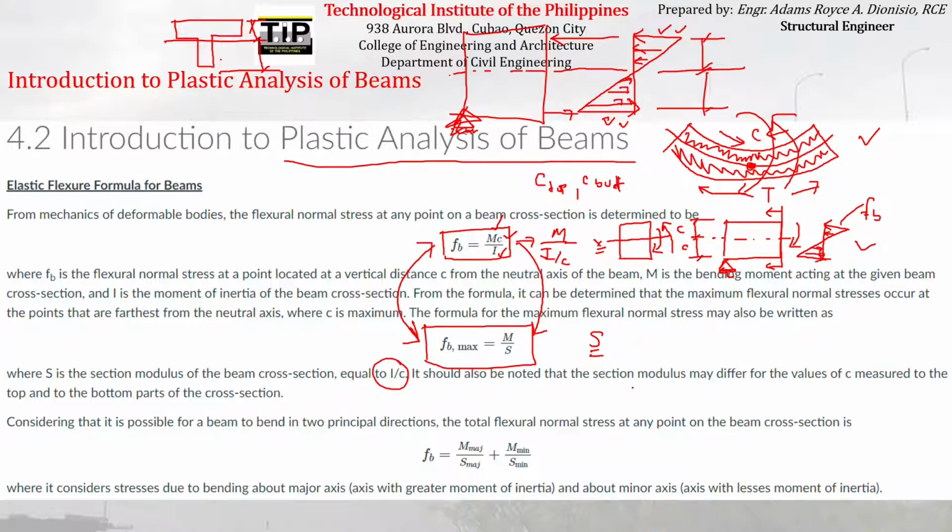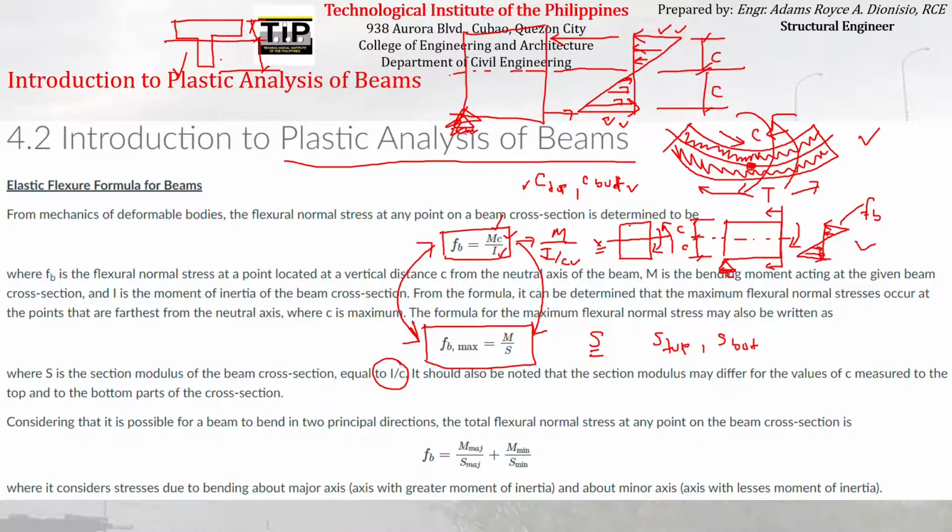It should also be noted that the section modulus may differ for the values of C measured to the top and to the bottom parts of the cross-section. So yung S natin na yan, meron yung tinatawag na S top tsaka S bottom. Kasi nga, simply because yung C nga, pwedeng magkaroon ng magkaibang value. Okay? Pwede magkaroon ng C-top tsaka sa C-bottom. If in the case na hindi equal yung distance from the neutral axis to the top or bottom fiber. Katulad nga nung sa case ng T-beams.